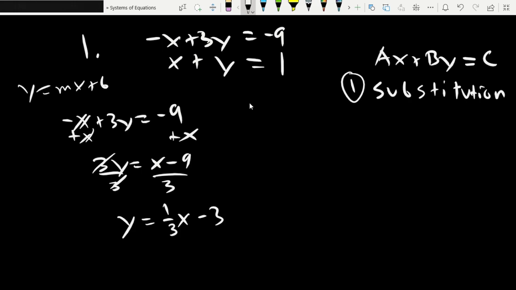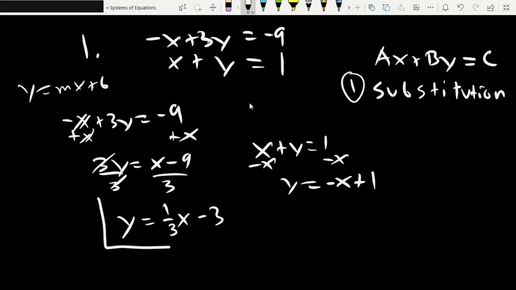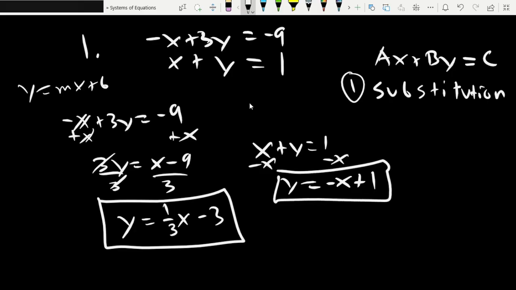So now we need to do this one. This one's pretty simple. It's x plus y equals 1, so y equals negative x plus 1. So these are the two equations we have here. Now we're not done yet. We are not done. This is just about halfway done, okay?